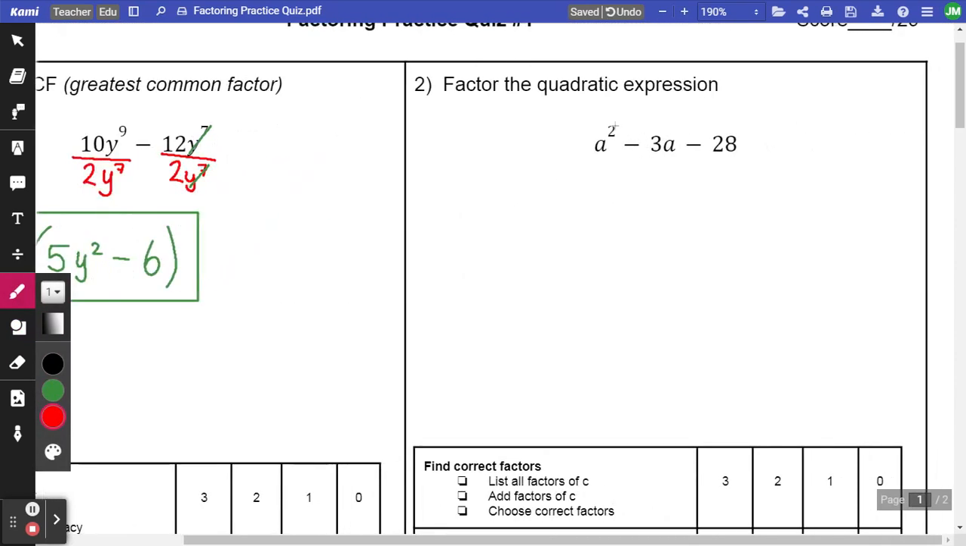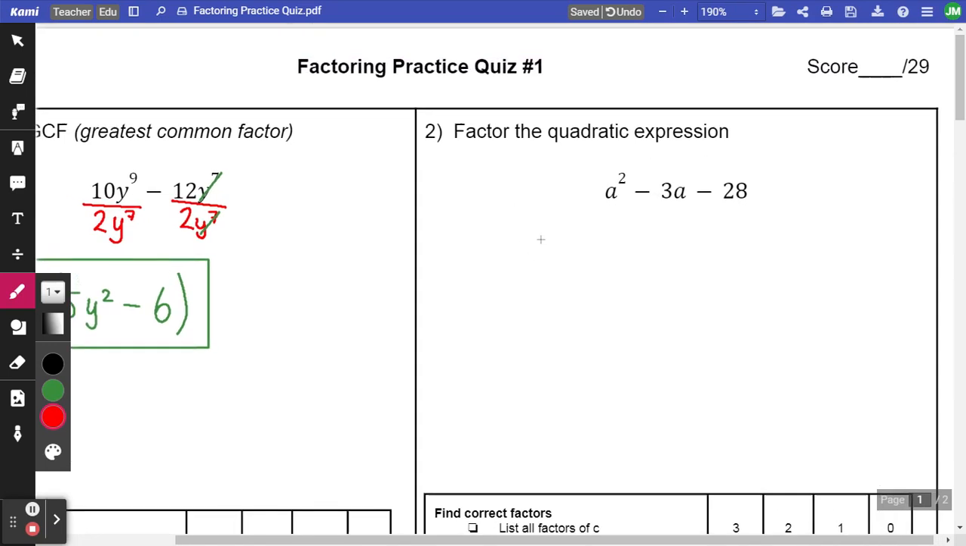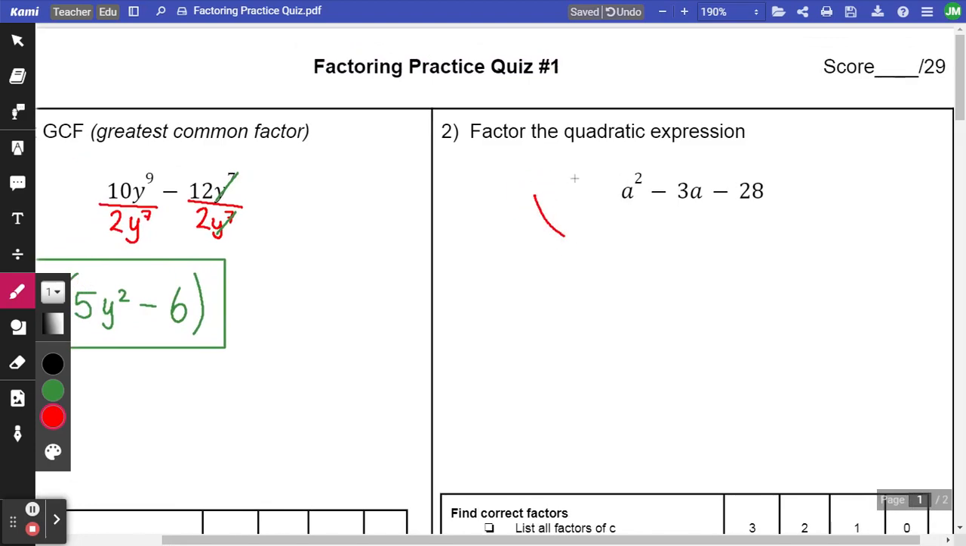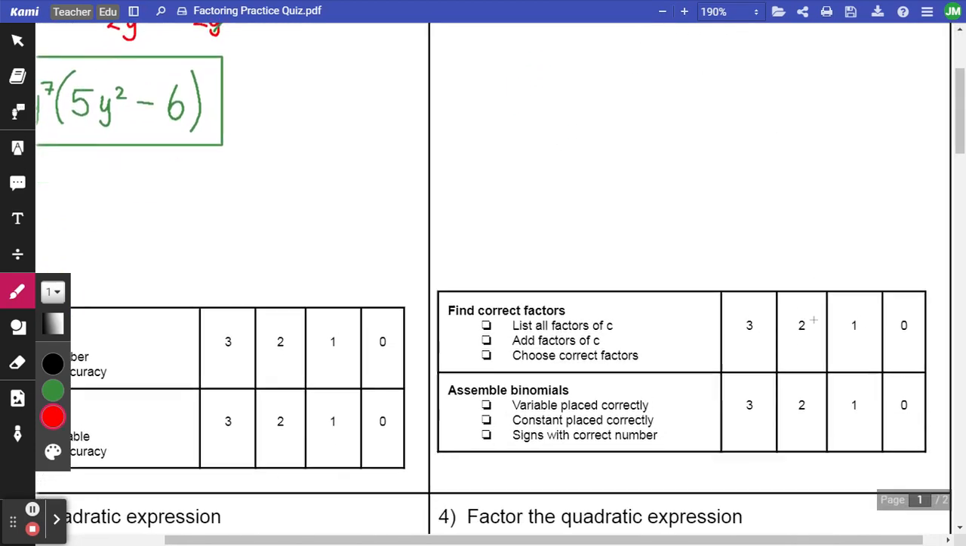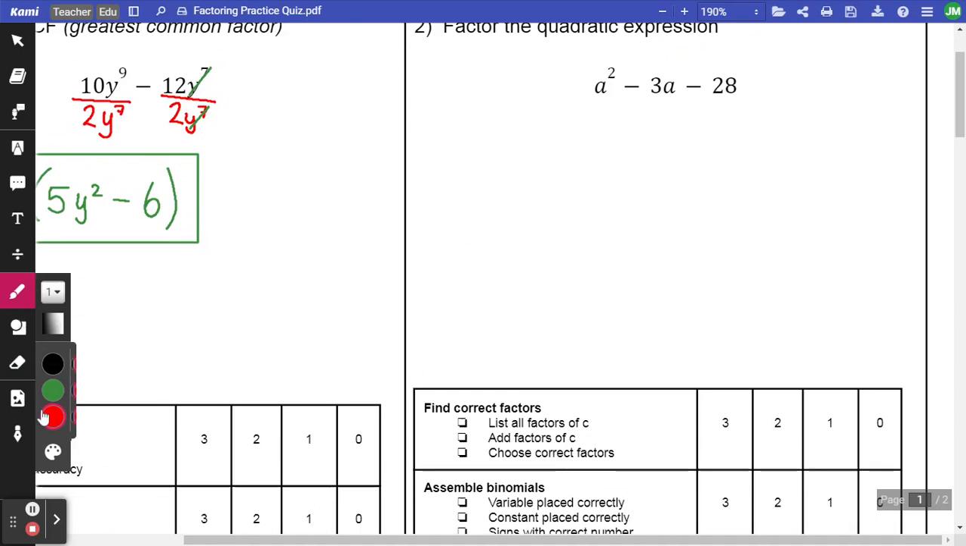Alright, number 2, we recognize that this is a quadratic expression and that we need to create something that involves two binomials. So why don't we set that up first? Set up an empty set of binomials, all right, where we have the possibilities of x, or I guess a in this case.